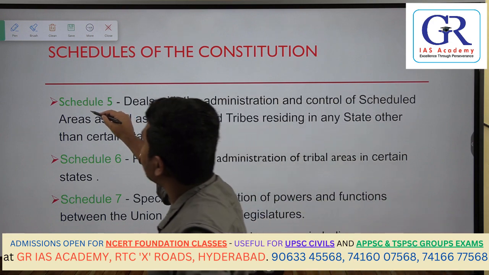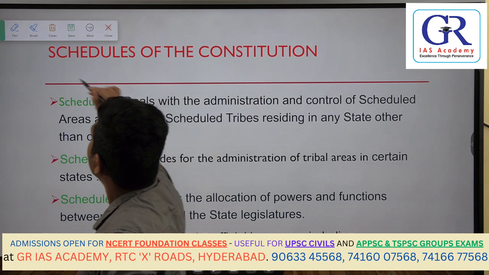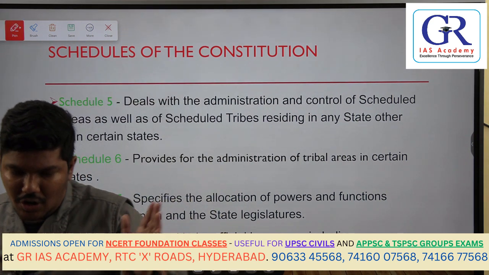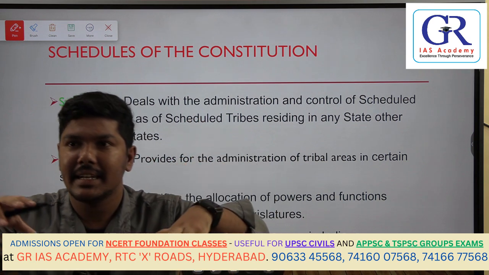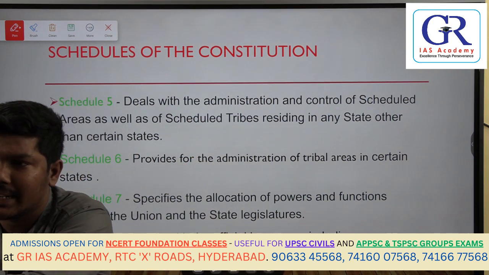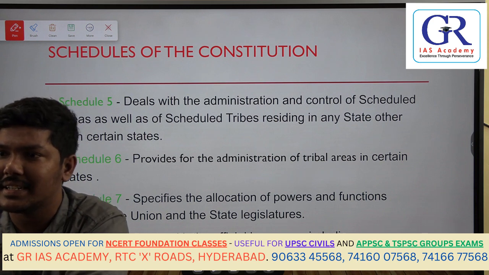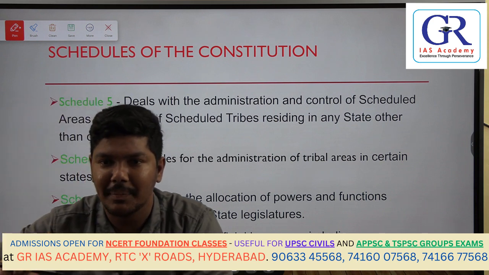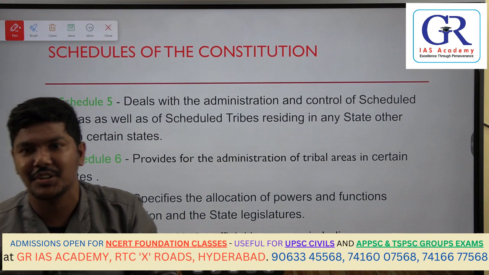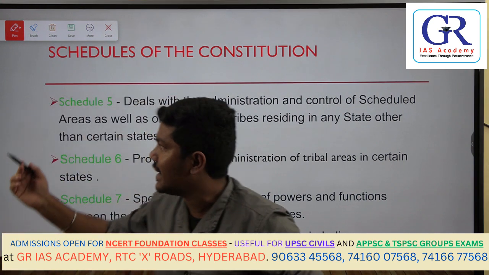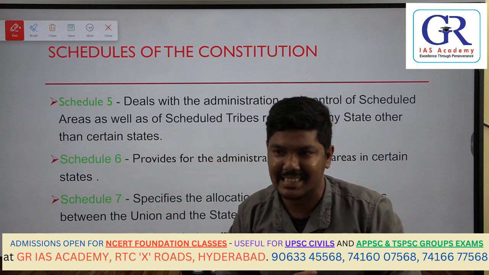Then comes schedule number 5 and schedule number 6. Schedule number 5, yesterday we talked about that apart from states and union territories, we have some other areas called scheduled and tribal areas. These areas' administration is completely different. So that means we should have some specialized administration for those areas. How we have to carry out the administration in those particular areas is mentioned in schedule 5 and 6.